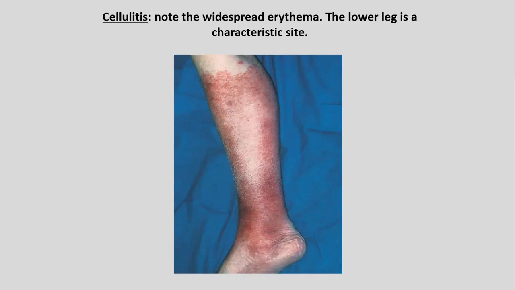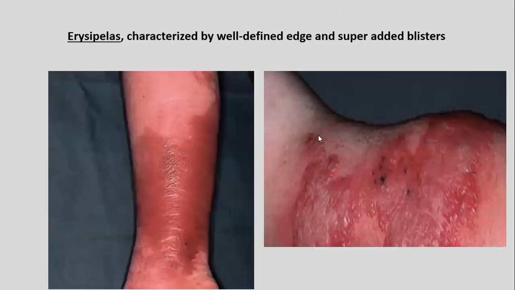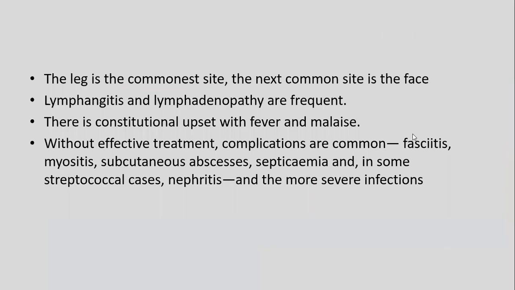Cellulitis, note the widespread erythema, and the lower leg is the characteristic site. It is mostly unilateral and quite painful. Erysipelas is characterized by well-defined edge and superadded blisters. Leg is the commonest site. Next common site is the face. Lymphangitis and lymphadenopathy is frequent, and there may be fever and malaise.